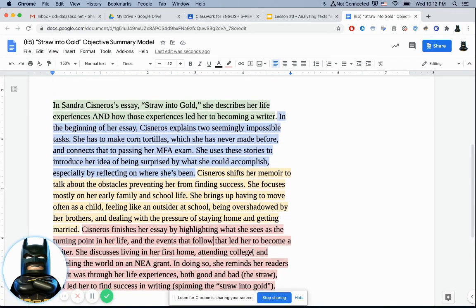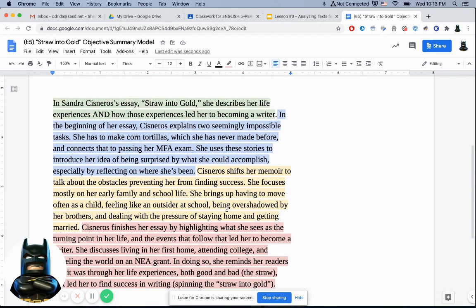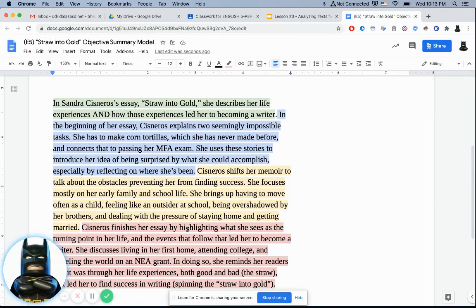So again, objective summary, summarizing the text, trying to make sure that we have some big ideas and that we're showing how they develop and connect over the course of that text. So that's what I'm trying to show you with that model. All right. Again, trying to keep that color code system for you. The blue was the beginning, yellow, and the red was the end.